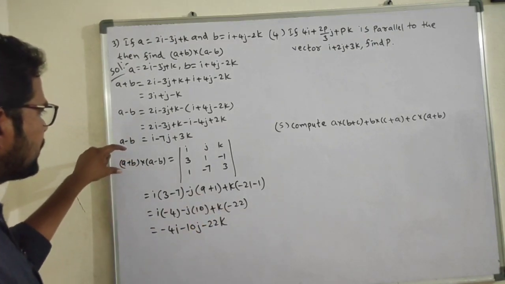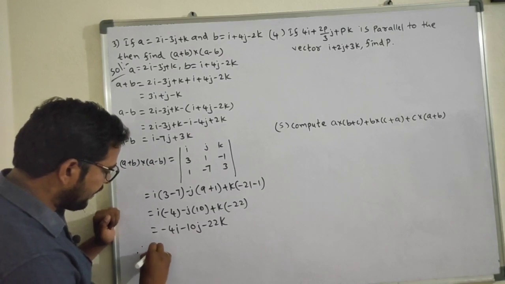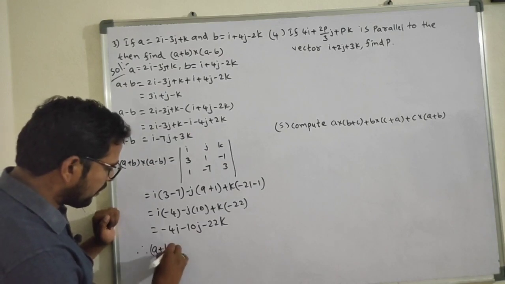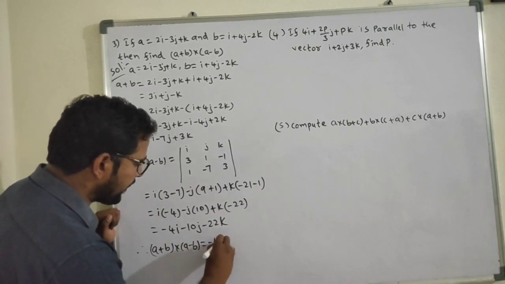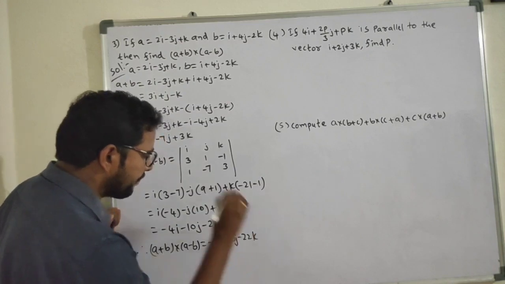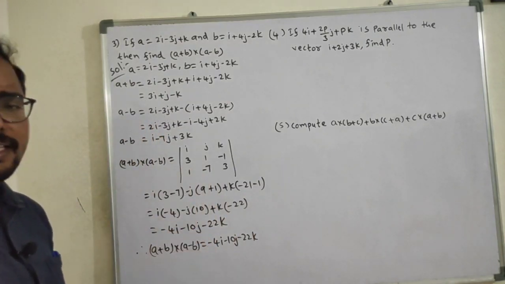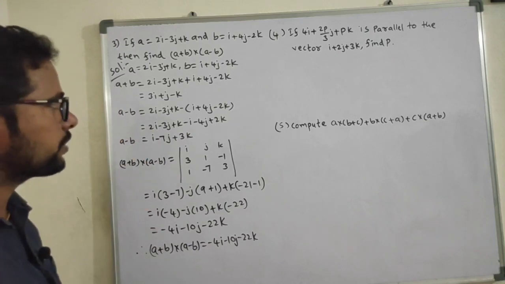This is (a plus b) cross (a minus b). Therefore, (a plus b) cross (a minus b) is equal to minus 4i minus 10j minus 22k. This is the solution of the third question.